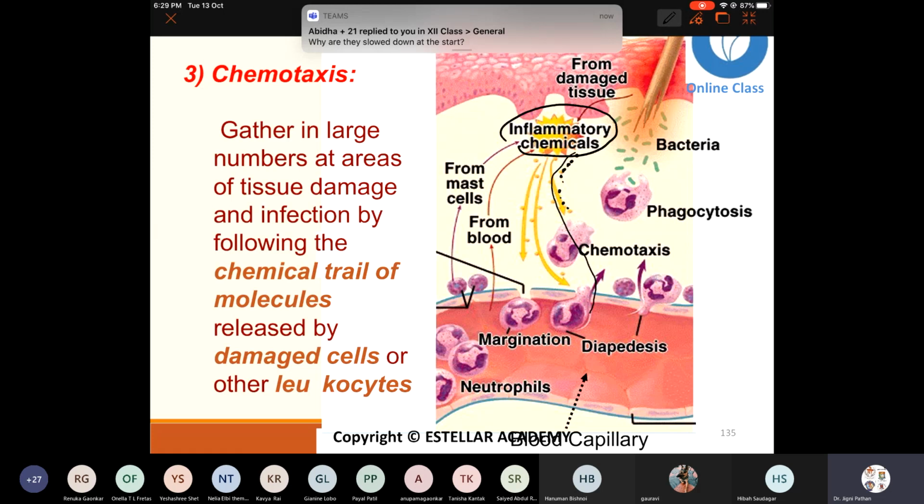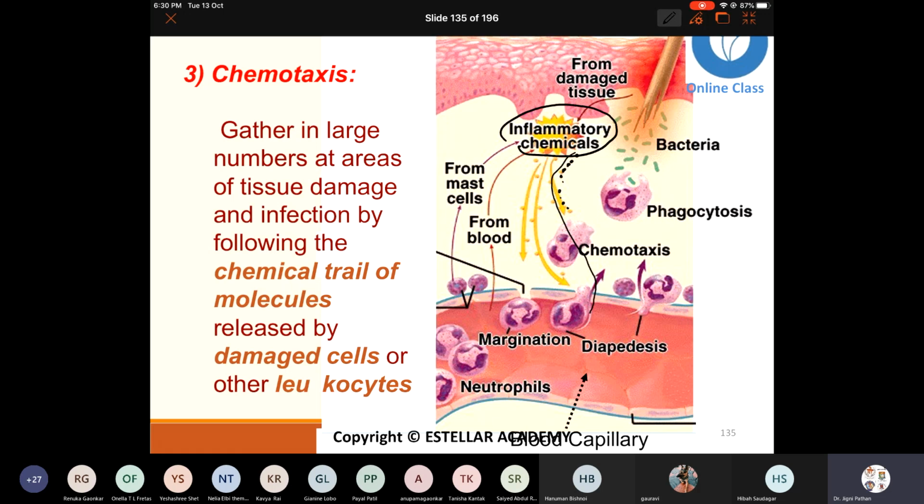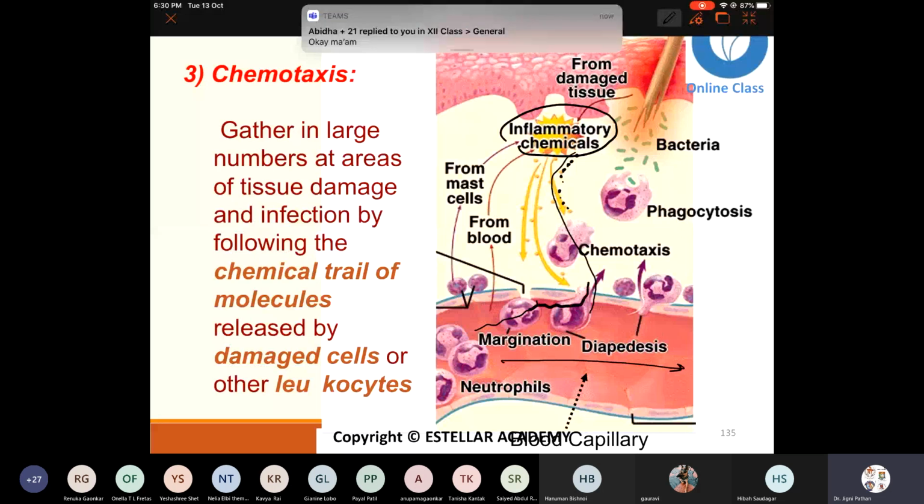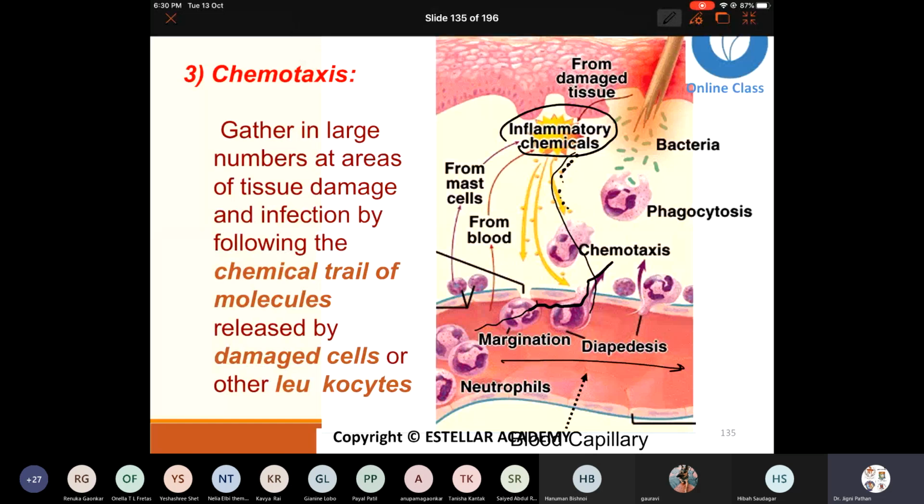Why are they slowed down at the start? Because if something is formed here, margination, they cannot just keep on going. They need to slow down so that they can squeeze out. If they keep on going with the flow, they will not reach the infection site.